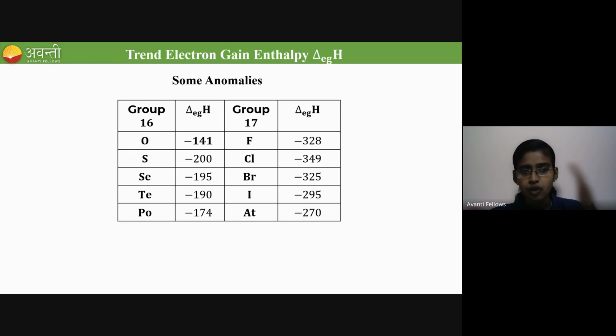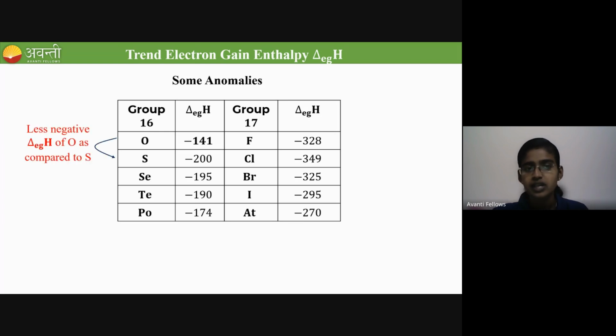When you move from oxygen to sulfur, actually the value should decrease. But between oxygen and sulfur, we can see an increase in the value. So sulfur is having the more negative value, and oxygen is having the less negative value. And when you come to the 17th group, chlorine is having the more negative value compared to fluorine. So why is it like that? Why is the value getting increased?